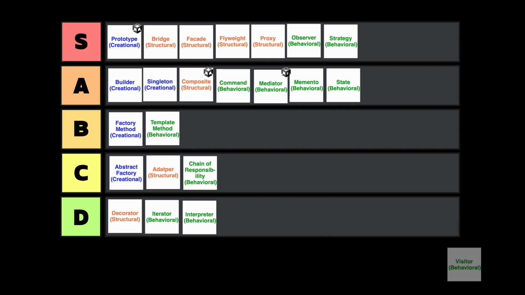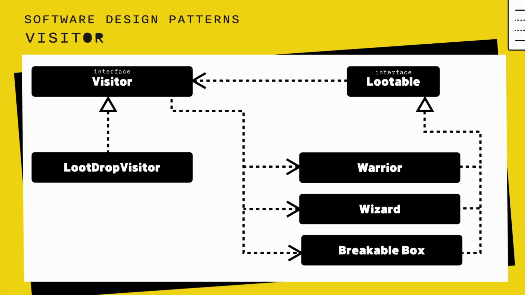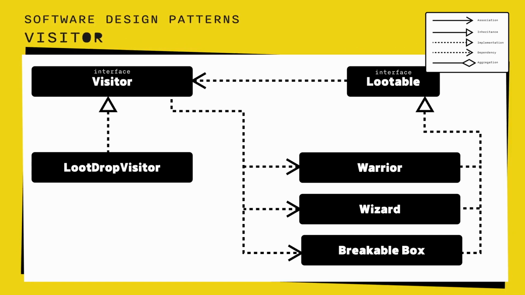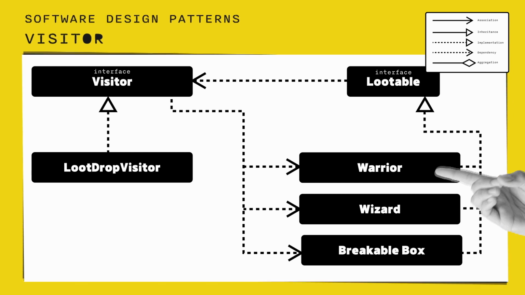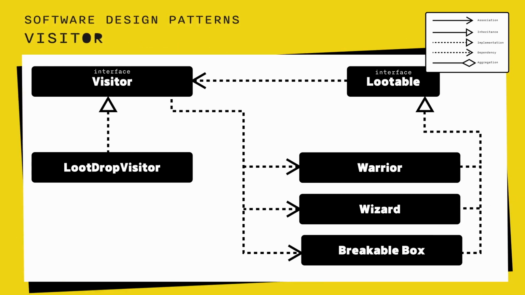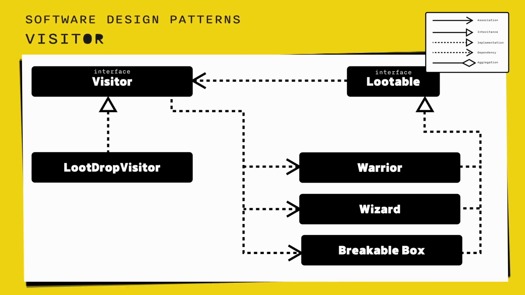Alright, let's finish strong with the visitor pattern. This one is interesting to me. What it tries to solve is separate the algorithm from the object on which it operates. The algorithm pays the object a visit just to know who it is. Imagine you have a warrior, a wizard, and let's say a breakable box. Now, later in the project, you want to implement a looting system.